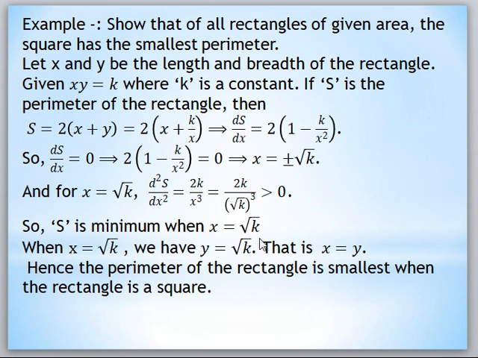So when will s be minimum? When x is equal to plus root k. Now since we know x into y is equal to k, when x is equal to plus root k, what will y be? If you put it here, you will get y is also root k. So we see that the perimeter is minimum when x and y are both root k, that is when x and y are equal. So for which rectangle is the perimeter minimum? The one whose length and breadth are equal, that is, when the rectangle is a square. So that is how we can do this problem.